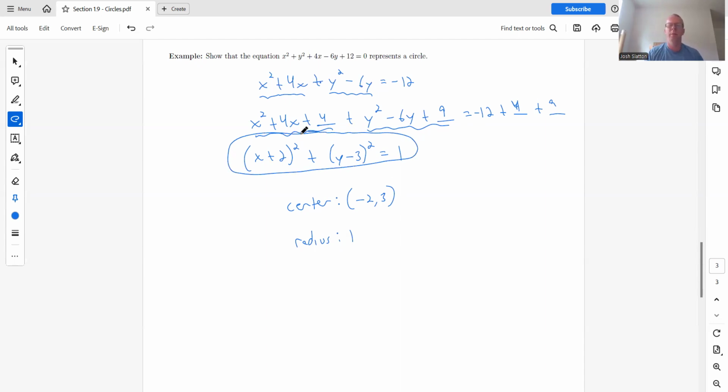All right, so pretty simple section compared to some of the other ones we've done recently. But if you have any questions, let me know.